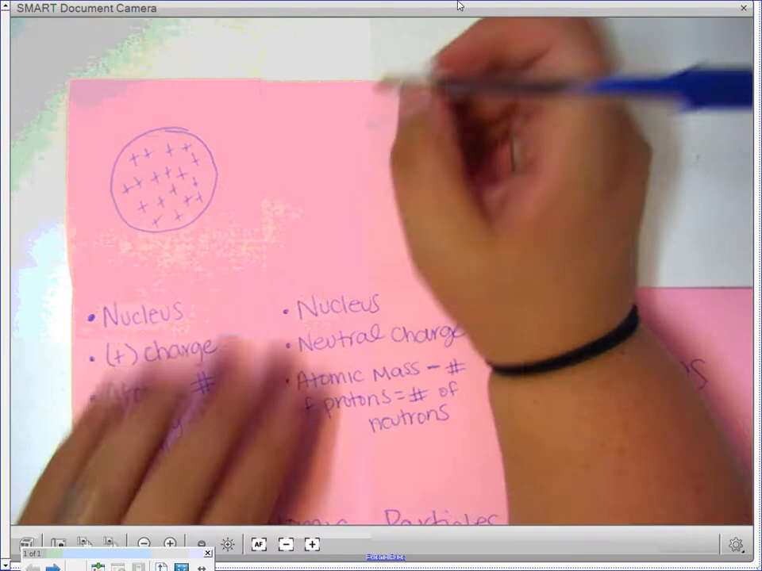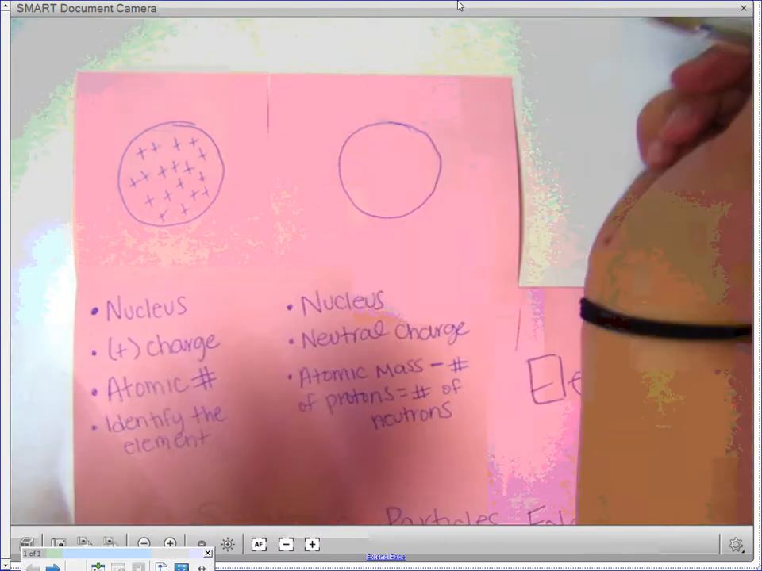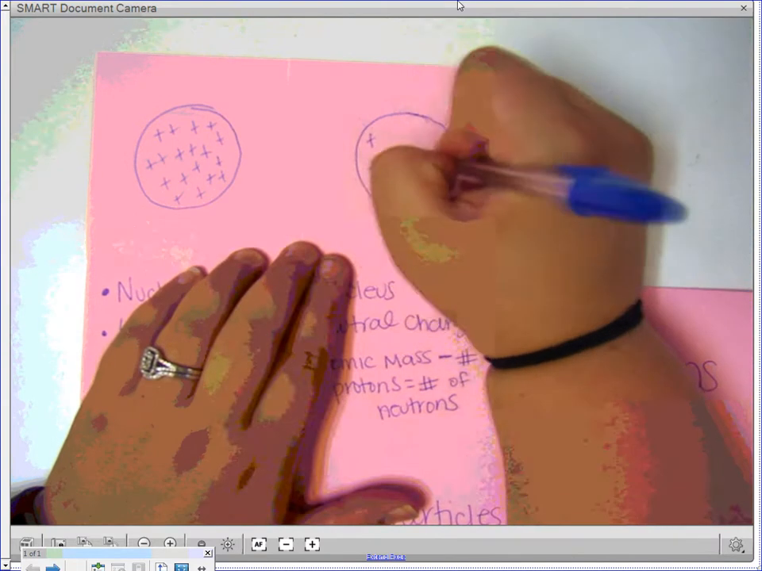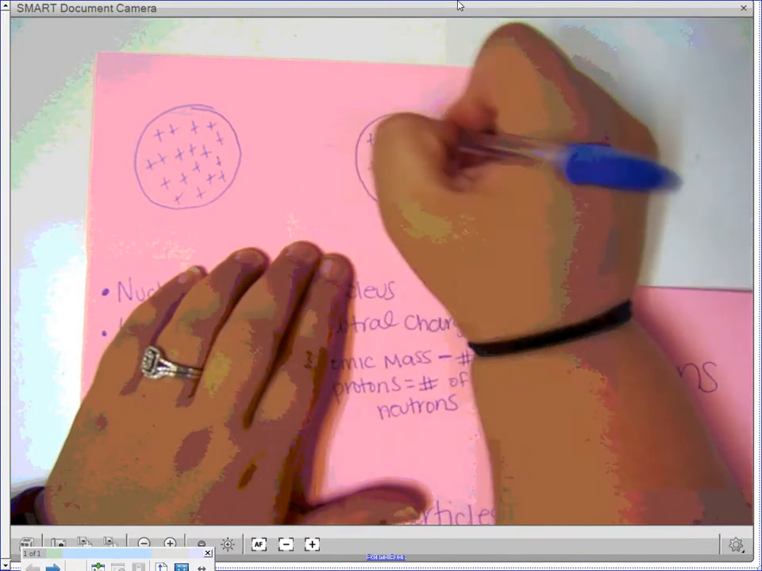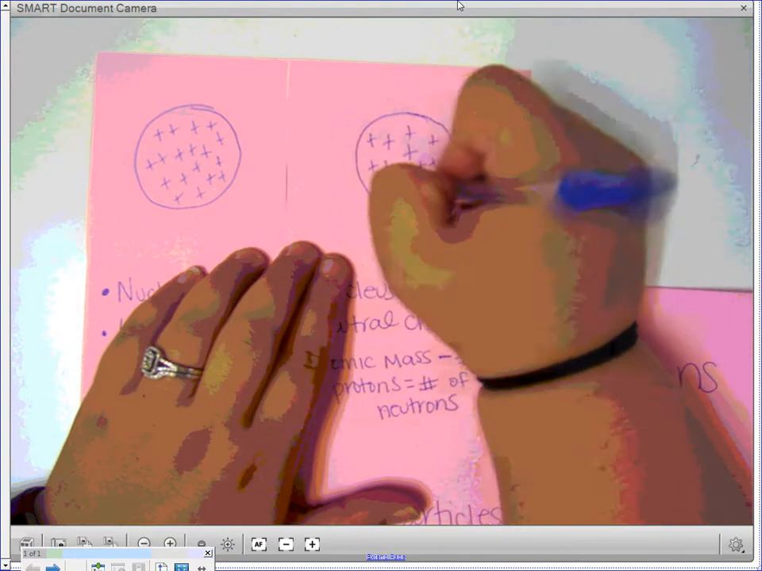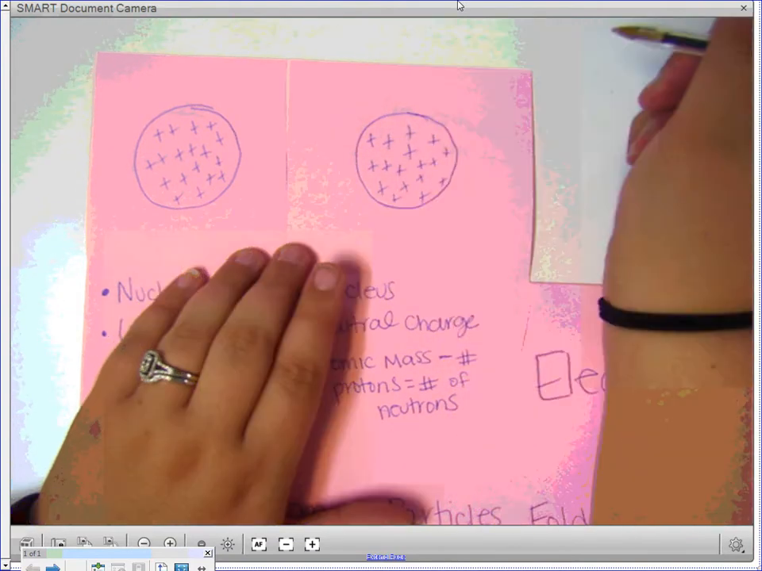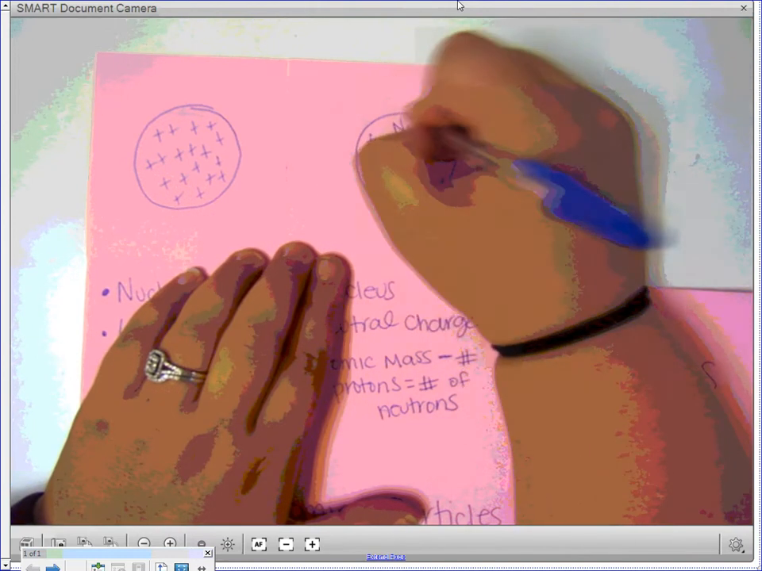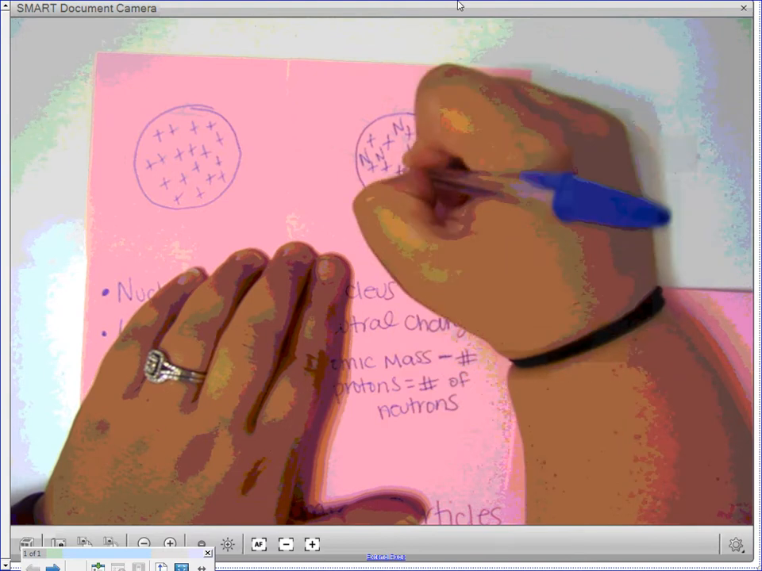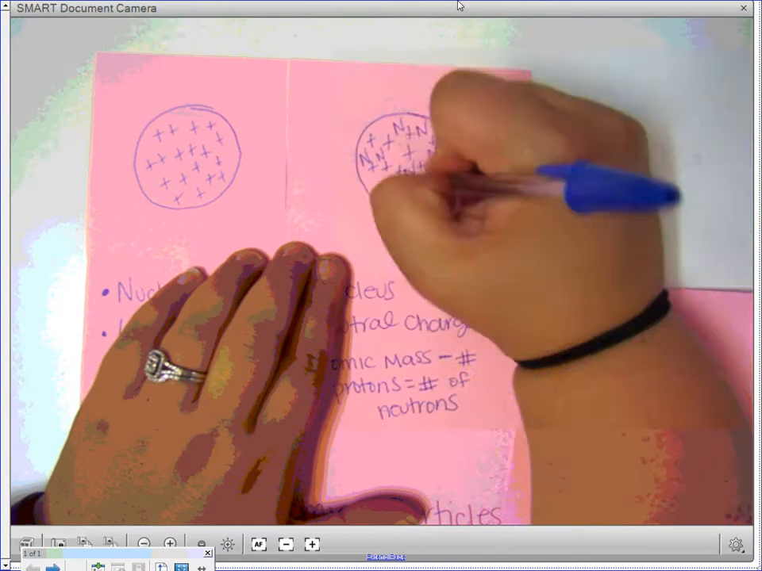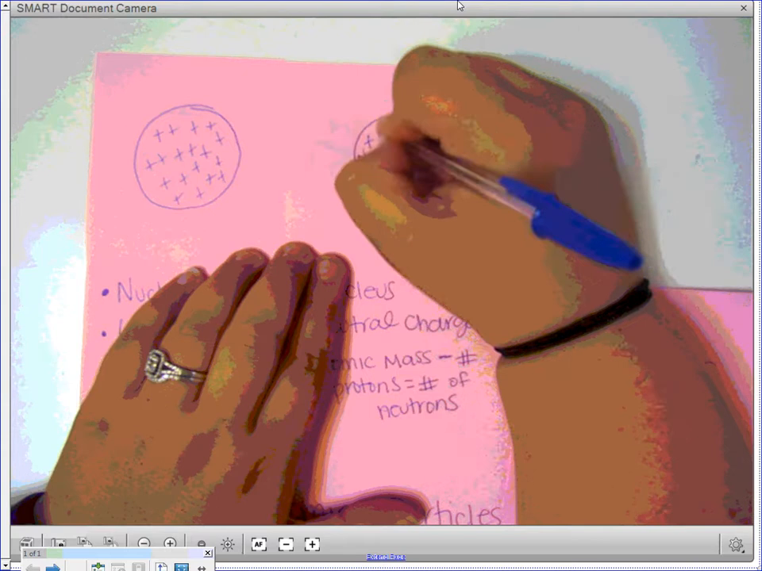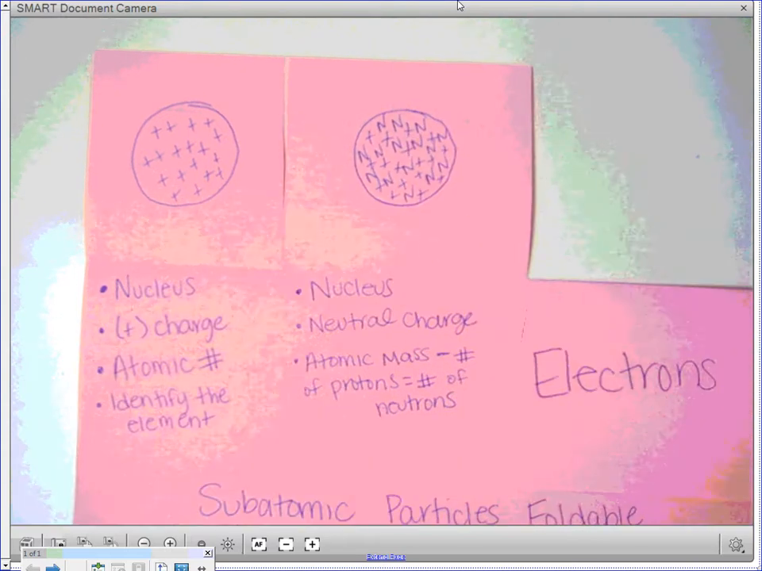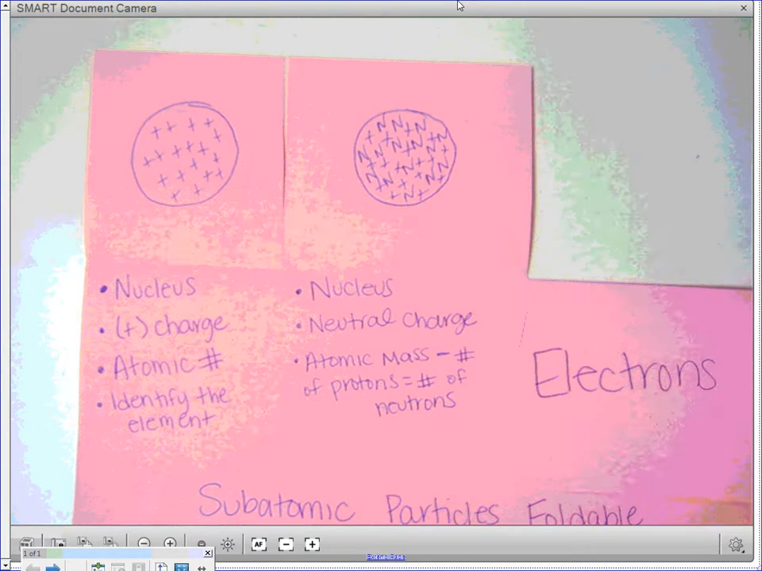So again, let's draw another circle. So it's our nucleus. So we know that we have protons in our nucleus. I'm trying to make them look like plus signs and not X's, but can't promise anything. But since we also have protons, we also need to add our neutrons. So just put a bunch of N's. Okay, so we have protons and neutrons inside our nucleus.